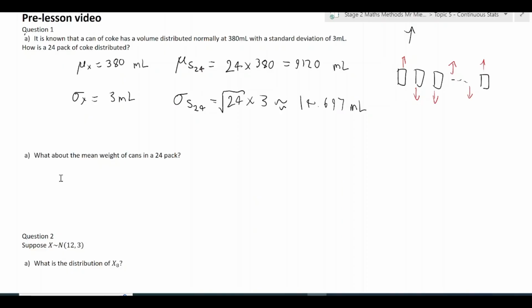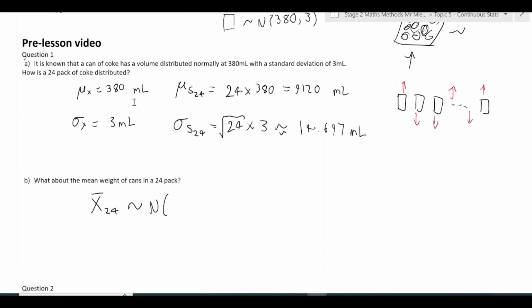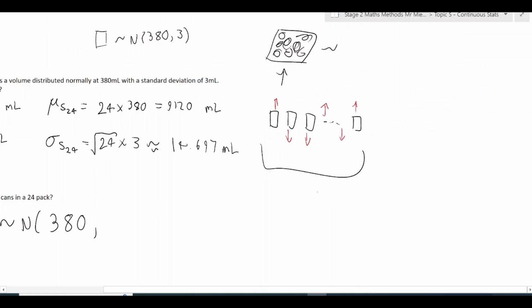So the next one here is asking about the average. Rather than looking at the sum of the entire weights, we're looking at this new thing called X bar 24. What X bar 24 means is you take your 24 pack of cans and then you look at the average weight across that packet. So X bar 24 is also distributed normally. Now the weight of a single can is 380 mils, and indeed the new mean is also 380 mils. So it doesn't change. If you look at all 24 cans and take the average of those, it should be the same as the average can volume.